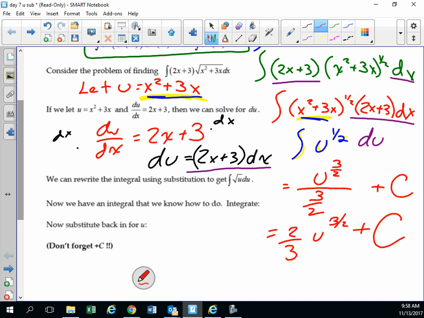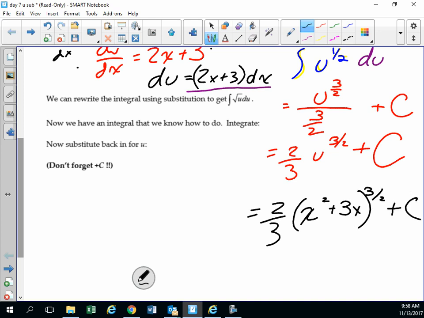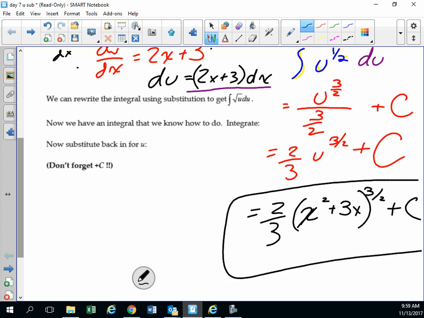Now, last step. Because my original problem didn't have u's in it. It had what in it? X. So all I'm going to do is replace the u with what it was. What was u? X squared plus 3x. There it is. 2/3 times the quantity of x squared plus 3x to the 3/2 power.